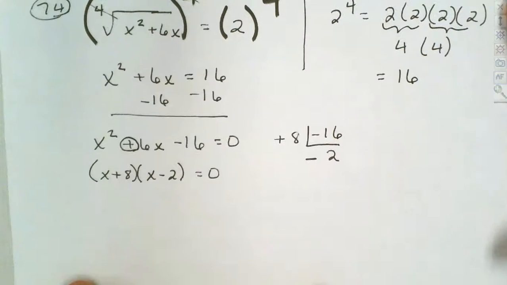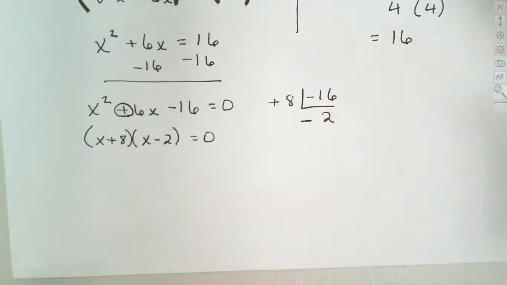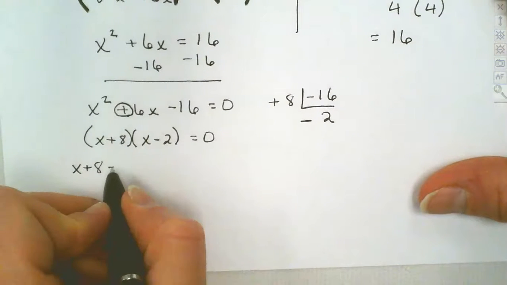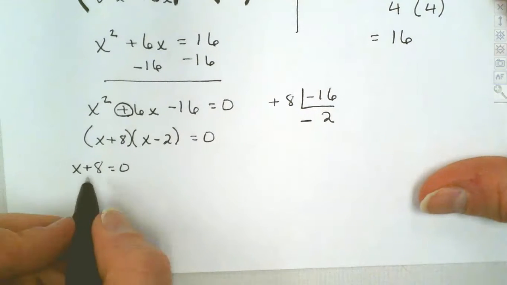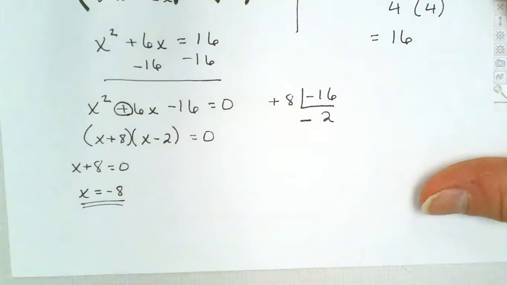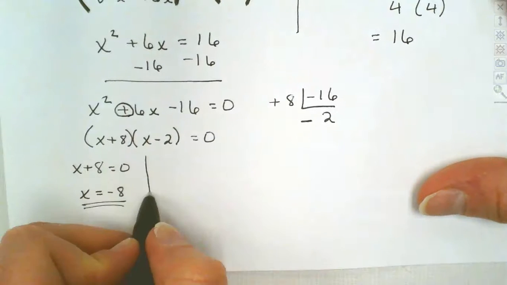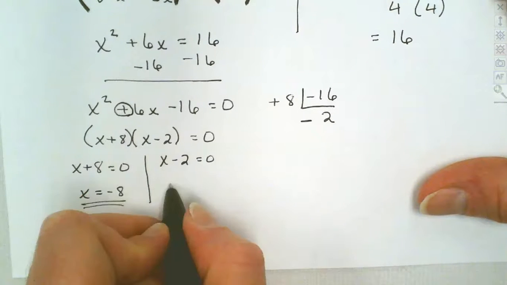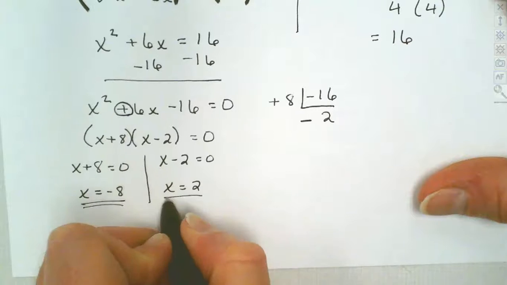Okay, and we're almost done here. So we've got it factored. What are my two solutions? Well, we've got x plus 8 equals 0. So move that 8 over, and that gives you x equals negative 8. We've got x minus 2 equals 0. So x equals 2.